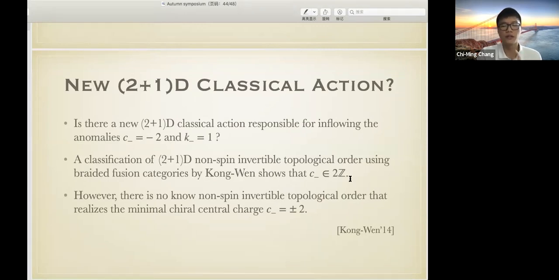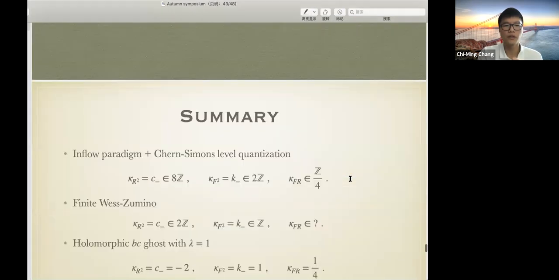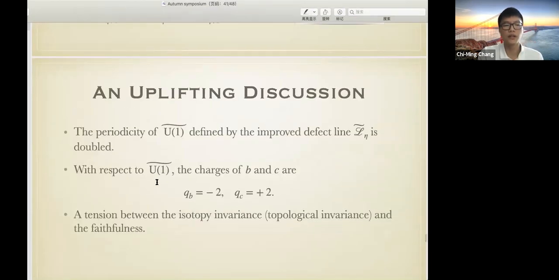There might be a way to fix this problem. If I just declare that I want to use U1 tilde as my symmetry instead of U1, then the pure U1 anomaly would actually be four times the old U1 anomaly. So our old U1 anomaly coefficient is kappa F squared equals one. If we multiply that by four, then that would satisfy the quantization condition from inflow. Okay. Thank you.